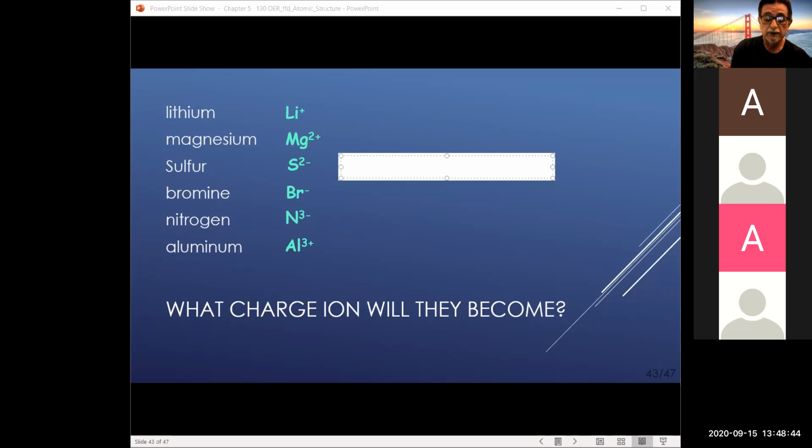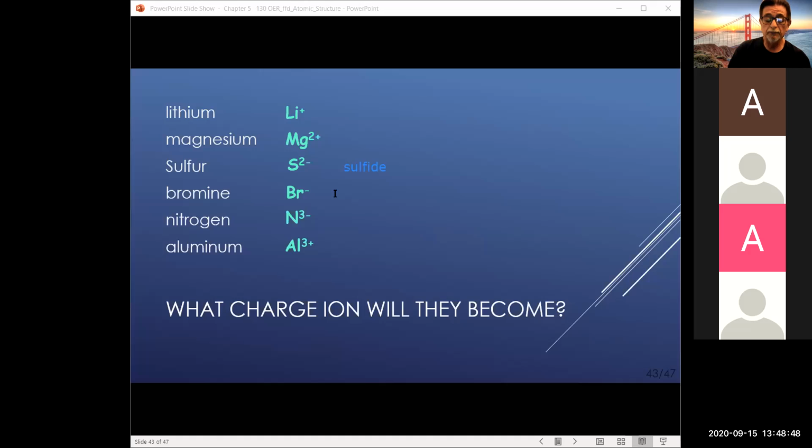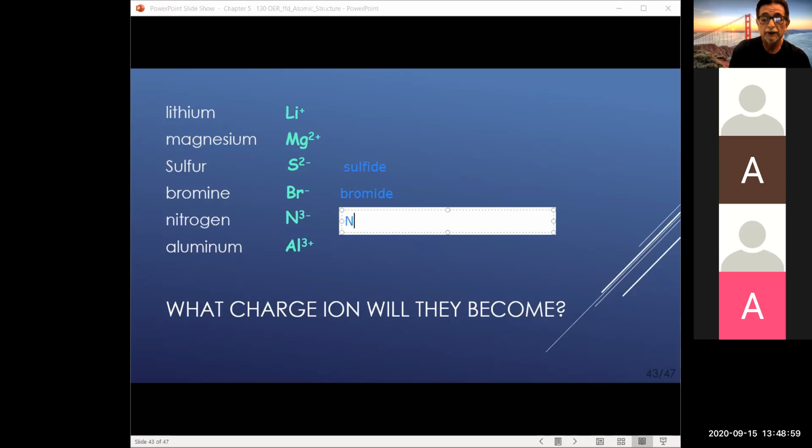Now, of these, the only ones that change their name would be the nonmetals. Sulfur becomes sulfide. Bromine becomes bromide. What about nitrogen? Nitride. Got it. The other ones remain the same name-wise. It will be the lithium ion, the magnesium ion, and the aluminum ion.